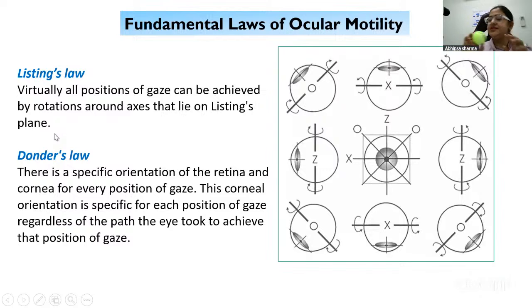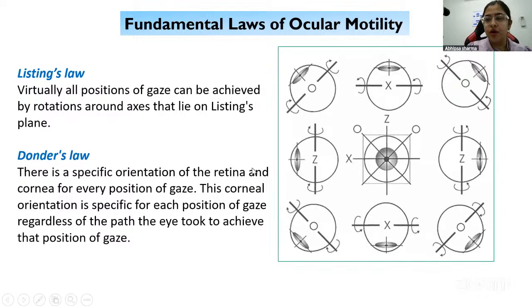So, if this is the eye, parallel to the cornea, you will have the Listing's plane. So, this will include the x-axis and the z-axis, but also it will include the oblique axis around which the eye can rotate. So, in this diagram, as you can see, the O which has been represented, this is the oblique axis which is lying on the Listing's plane. And on this plane, you can have all the rotations which happen in the eye.